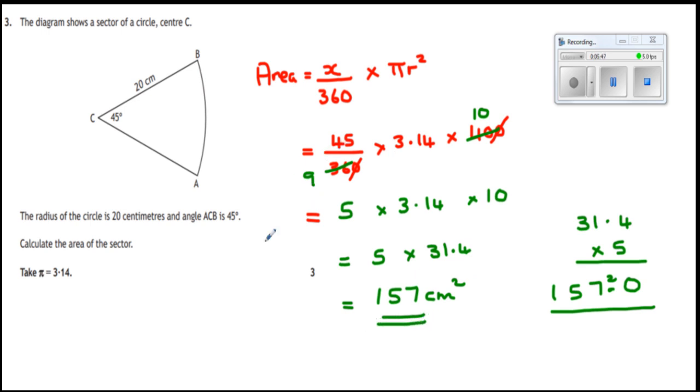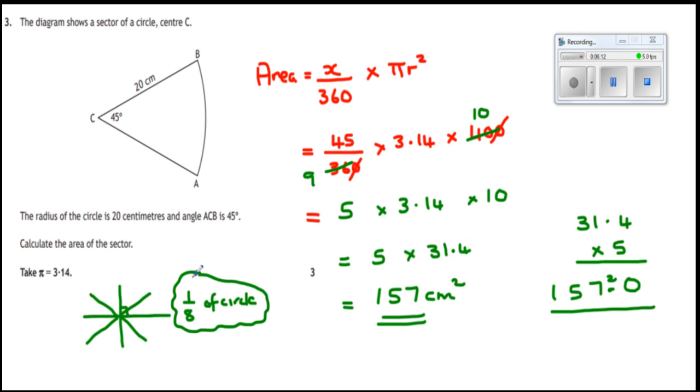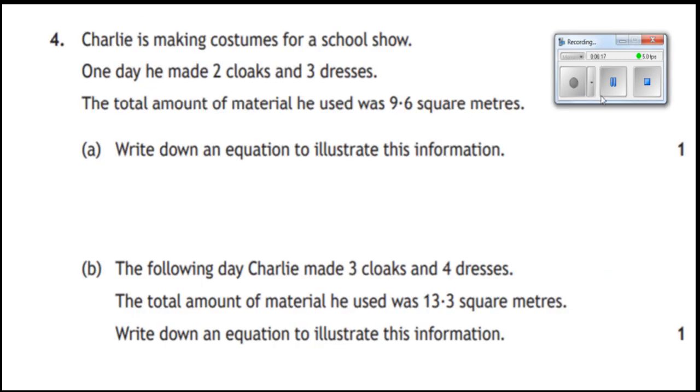Now that's not the only way that that question can be done. If I think about 45 degrees, if I take 360 degrees going all the way around, there's a 90-degree angle. 45 degrees is half of 90. So going right the way around a circle, 360 degrees, I have got 8 45s. So it's really an eighth of the area of the circle. So you could have worked out 3.14 multiplied by the radius squared and divided it by 8.